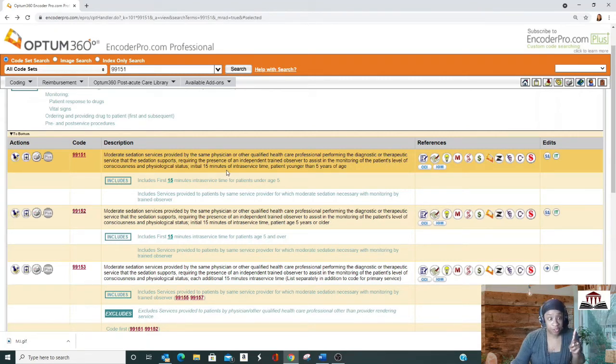So after you figure out first what the role is, the second part is you're going to say, how old is my patient? And you know what? Let me back up. I'm jumping the gun. I don't want to say the second is how old the patient. The second is time. How long was the procedure?